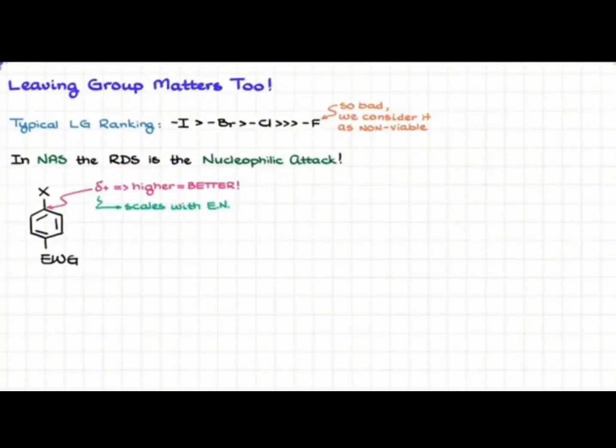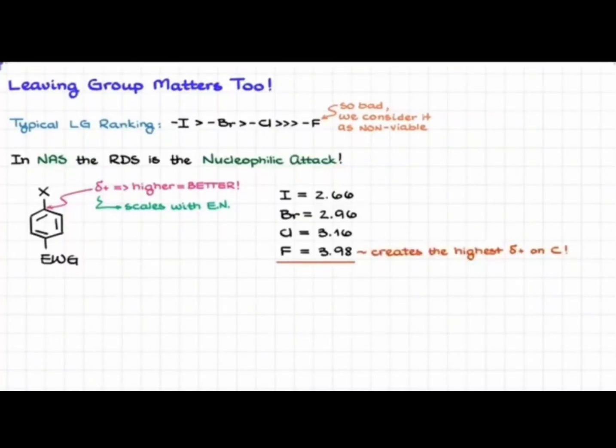So let's pull up our periodic table and check out our electronegativity. For iodine, the electronegativity is about 2.66. For bromine, it's already bigger, it's 2.96. For chlorine, it's even bigger, it's 3.16. And finally, for fluorine, it's almost 4 out of 4. So when it comes to our leaving groups, the fluoride or fluorine here, however you want to think about that, is going to create the highest delta plus on the carbon, which means for the purposes of the nucleophilic aromatic substitution, the fluorine is the best leaving group.